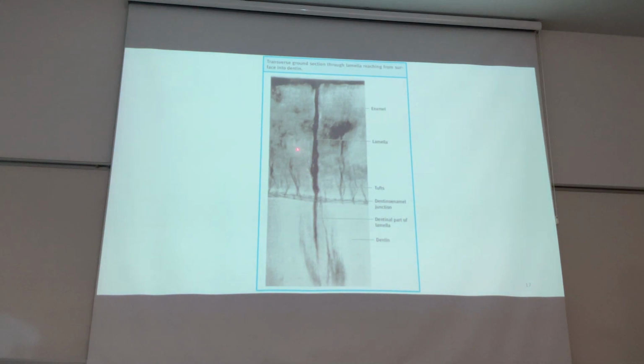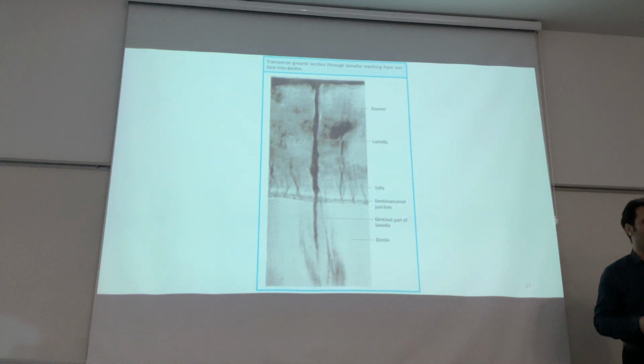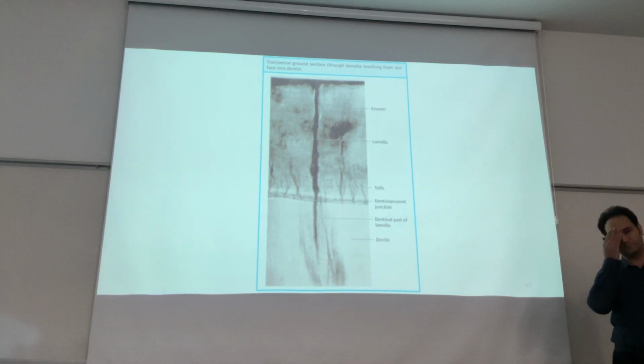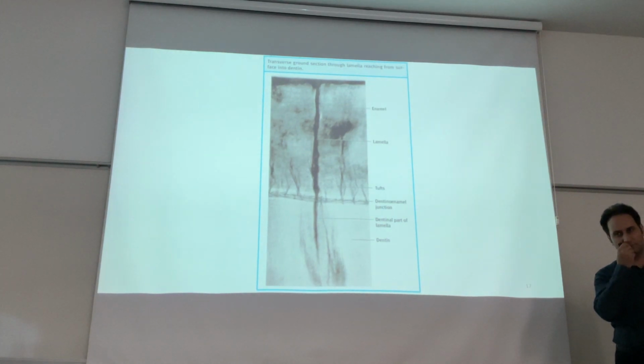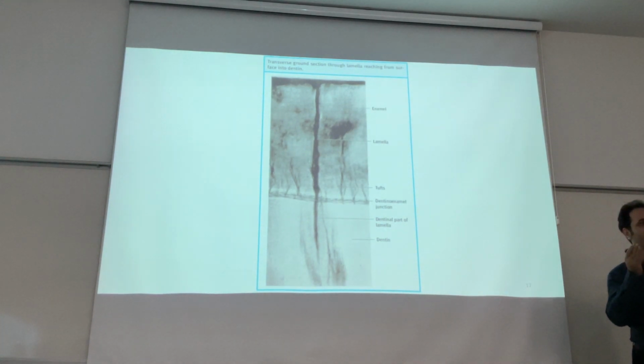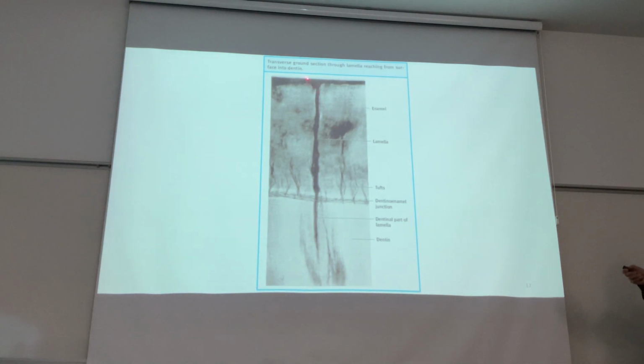In this condition, what you can see in patients, because it continues with the dentin, is the sense of pain. You can see pain sense because our nerves are present in this part, and as you can see, lamella continue with the dentin.